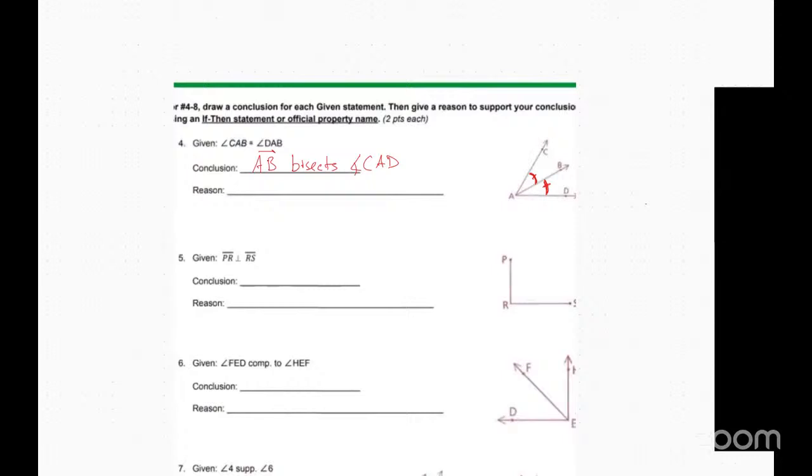Okay, so number five, you want to do number five? Yes, sir. Okay, so what does it mean for PR to be perpendicular to RS? They're complementary. No, what does perpendicular mean? They intersect. I don't know. No, look at that sign. What is that? The sign kind of gives it away. What can you tell about that symbol?